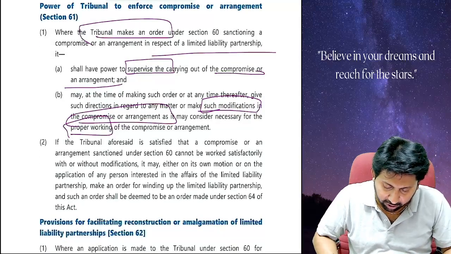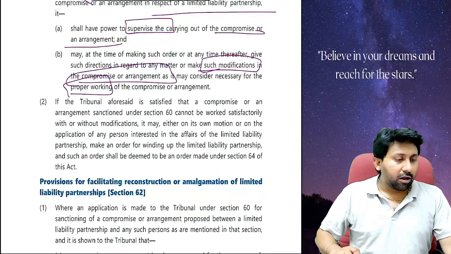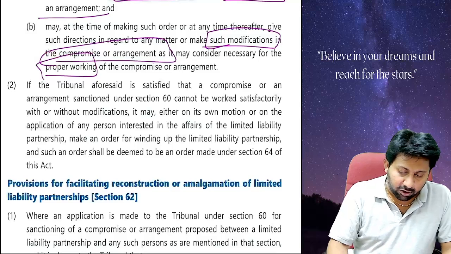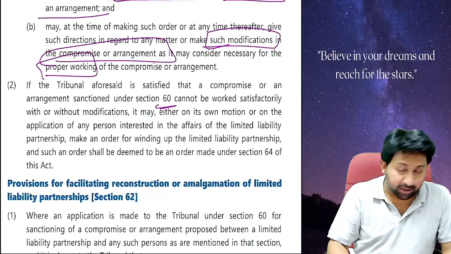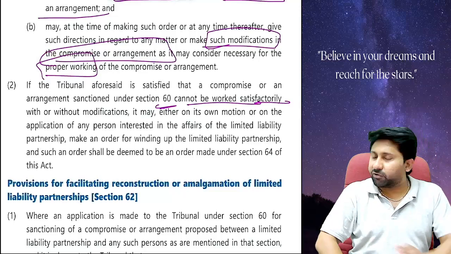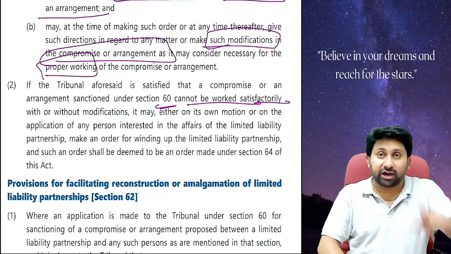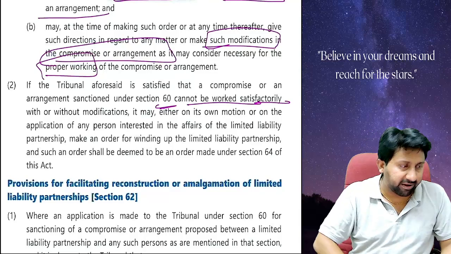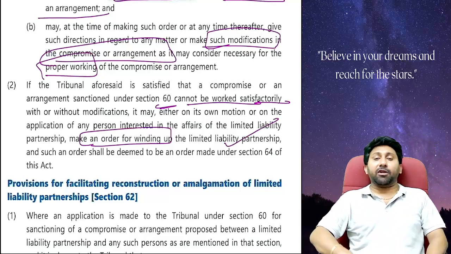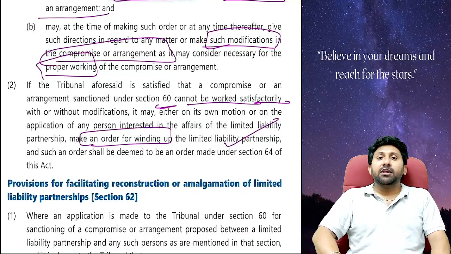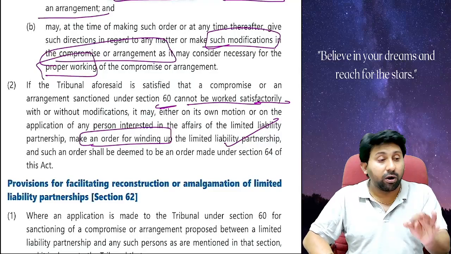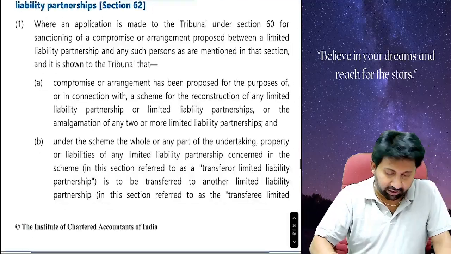Do you understand the point or not? Next stage, let's see the screen properly. If the tribunal is satisfied that a compromise or arrangement sanctioned under section 60 cannot be worked satisfactorily, that means even after making modifications you are not applying the scheme properly, you are trying to cheat the creditors and partners in the name of compromise, then what can it do? It can go for winding up of LLP. That means if the tribunal sanction order is not followed properly, the tribunal can take a harsh decision like winding up of LLP as well.